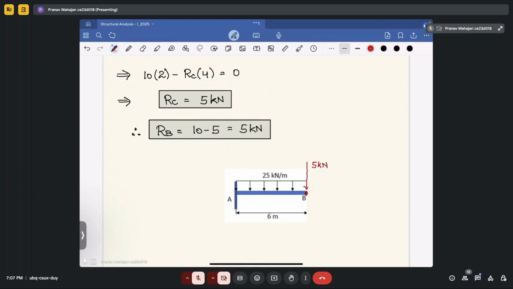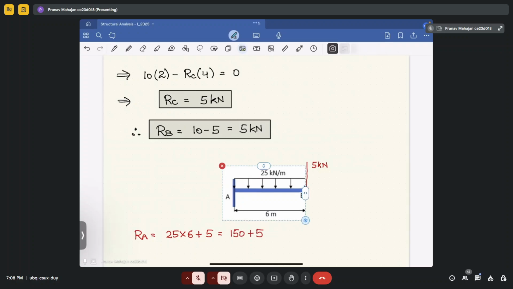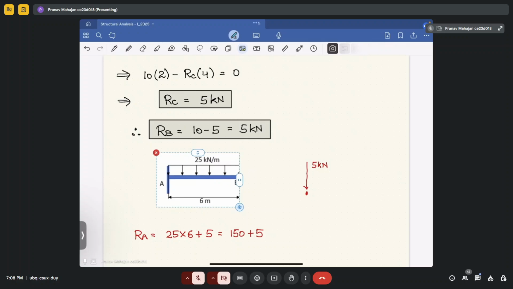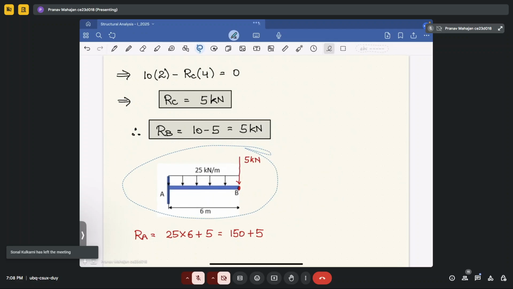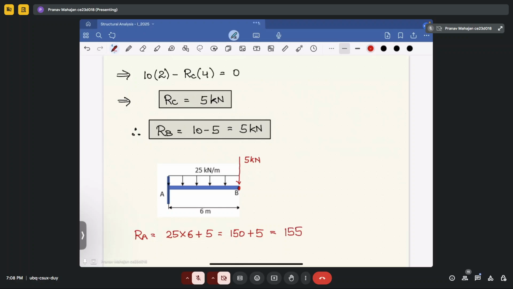Now you have to calculate the reaction at point A. So what will be the reaction? Your RA will be equal to 25 into 6 plus 5. That will be equal to 150 plus 5, and it will be equal to 155 kilonewton.